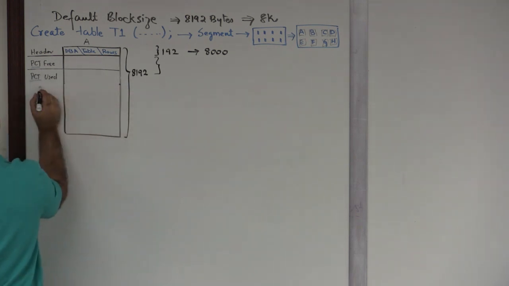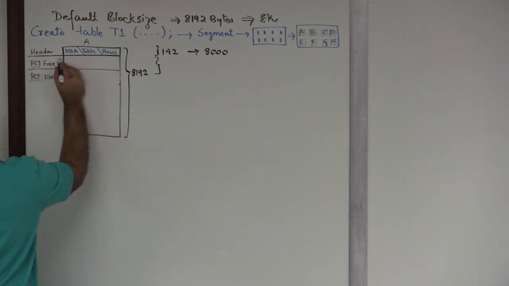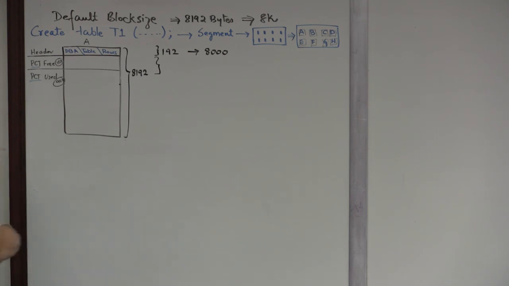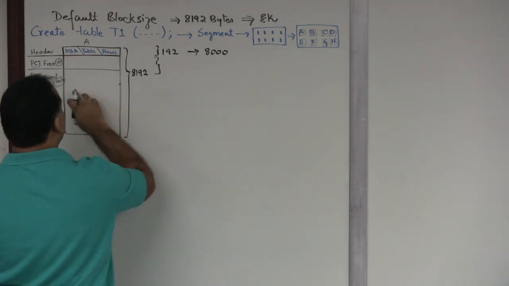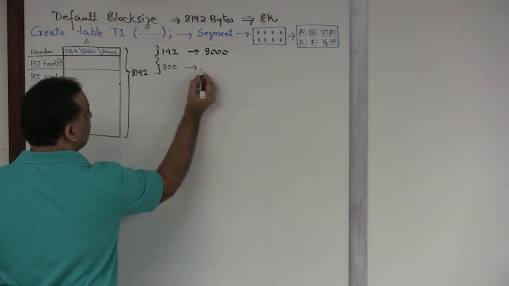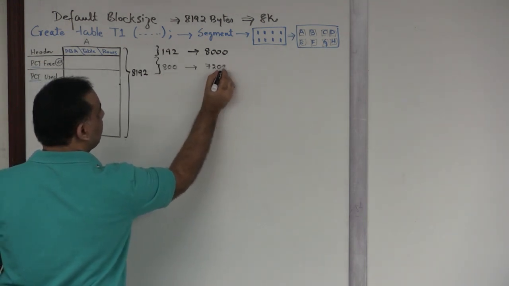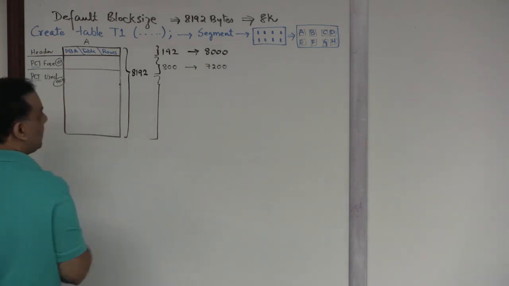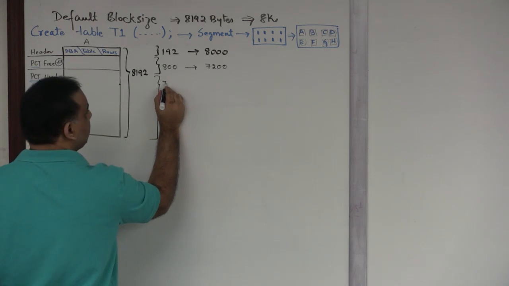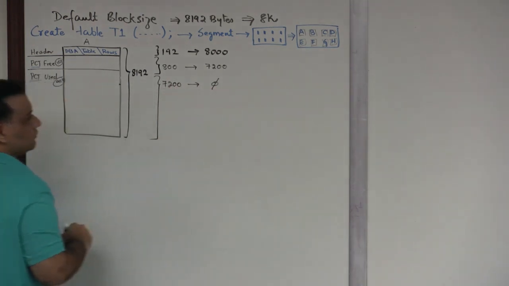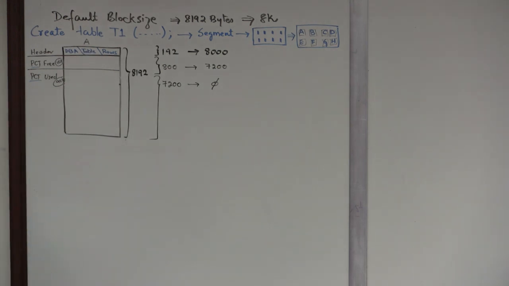So PCT free by default is 10%, and then by default PCT used is 90%. That tells me that 10% of 8,000 bytes is equal to 800 bytes. So that leaves me about 7,200 bytes. You all agree? Then from here to here, the space remaining is 7,200. That leaves me 0 bytes available. Do you all agree? Okay.